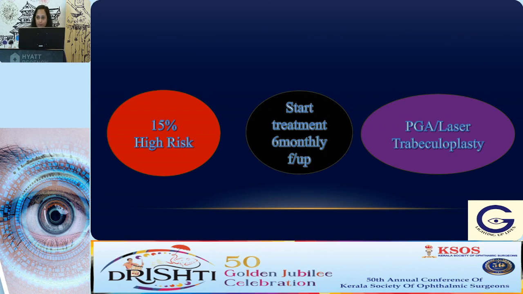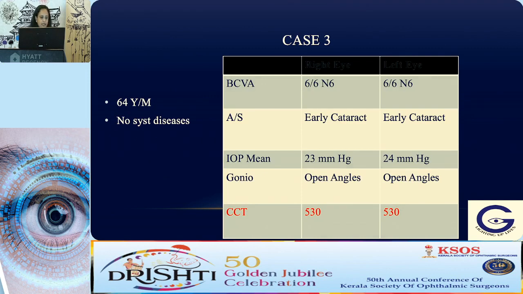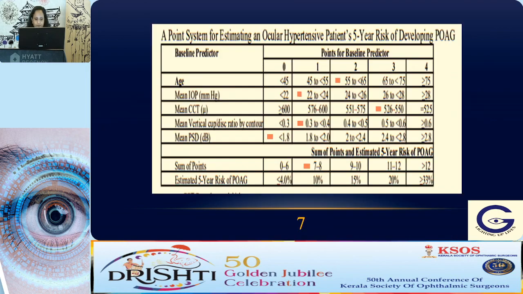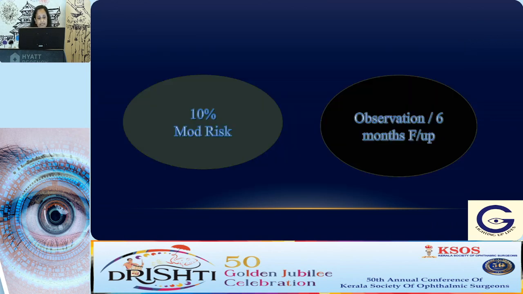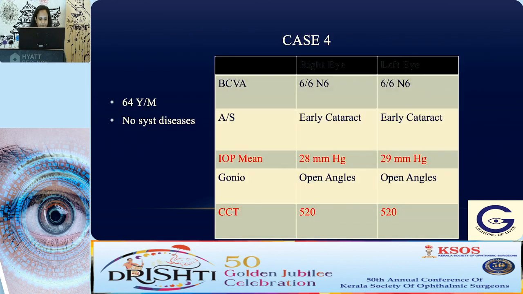I prefer to use a PG analog when the IOP is more than 30, and laser trabeculoplasty is also an option according to the reports from the recent LiGHT trial. Case 3 is the same as case 1, except the central corneal thickness, which has reduced to 530 from 560. So here the sum of the points becomes 7. That means the risk is moderate. Since there are no other risk factors, I decided to observe with a 6-month follow-up in this patient.